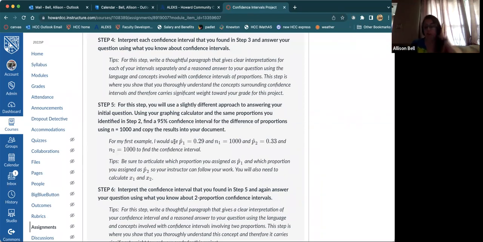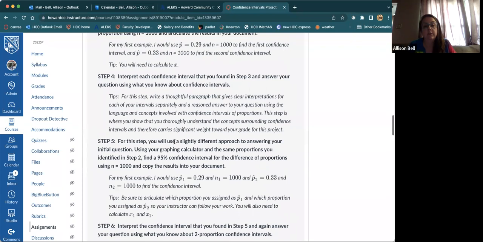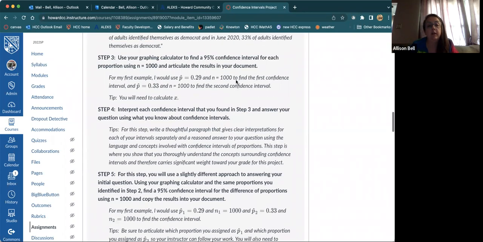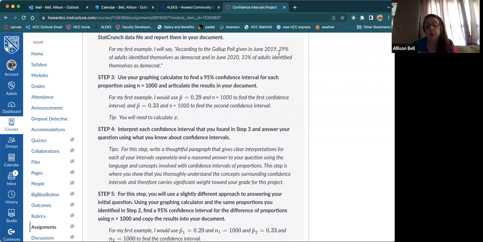First, I'd like you to interpret them like, I am 95% confident that the proportion of people who identified as, let's use this example, Democrat in June 2019 falls between this number and this number. Okay.